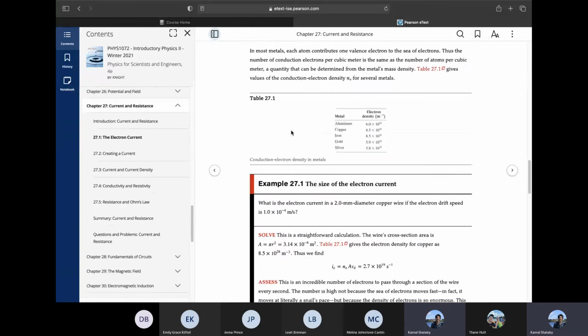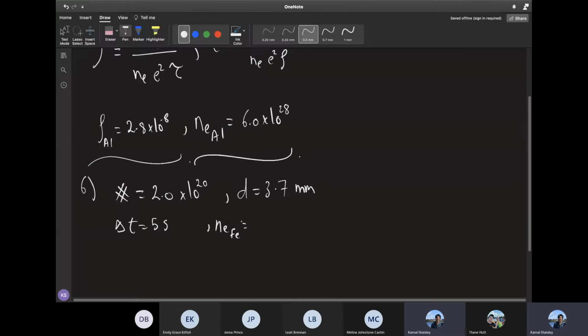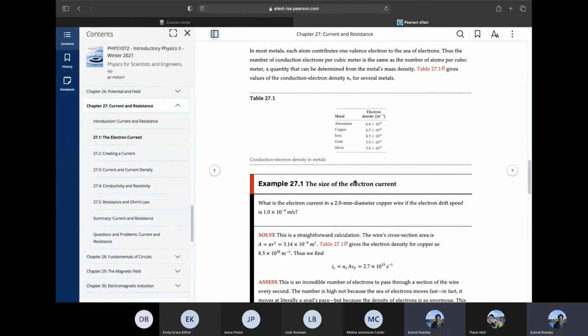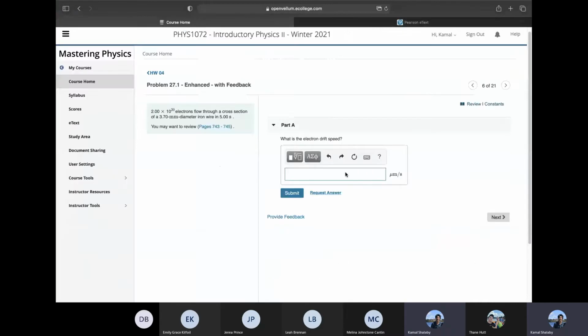So we can see what we have and what we need. So the iron is 8.5 to the power of 28, 8.5 to the power of 28 electrons per meter cubed. Okay, so what we need to find is what is the electron drift speed.